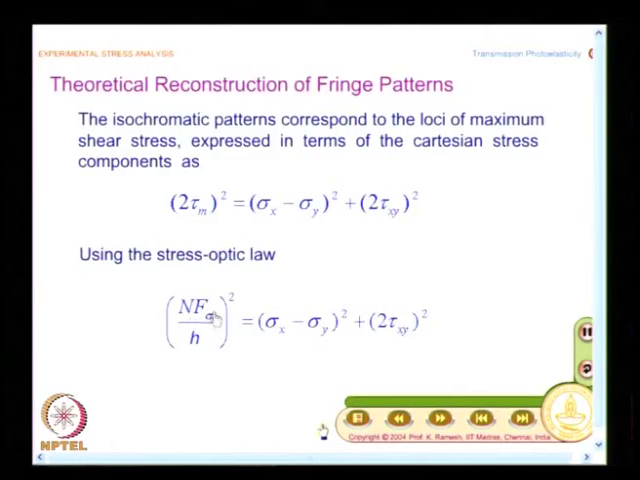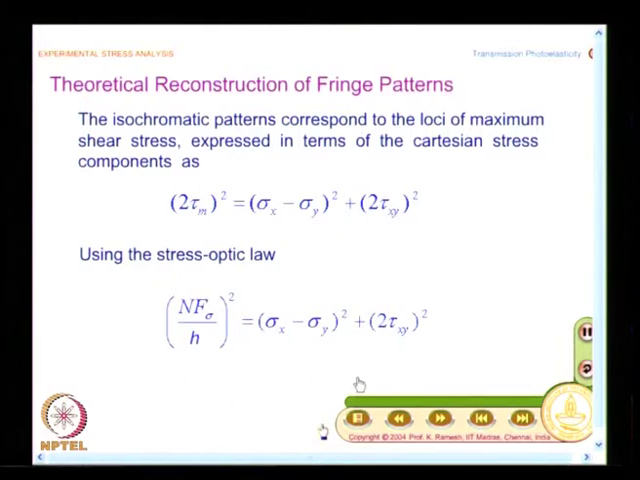Suppose somebody gives you a problem and asks you to plot a contour. What is the normal way which you will do? A contour is one where the value remains constant. So, you will go and find out the xy coordinates of that. That is how anyone will try to do. Suppose I look at this expression, I have (N F sigma by h) whole squared equal to (sigma x minus sigma y) whole squared plus (2 tau x y) whole squared. I have sigma x as a function of x comma y, sigma y as a function of x comma y, and if you really plug in those values, invariably this will be a nonlinear equation.